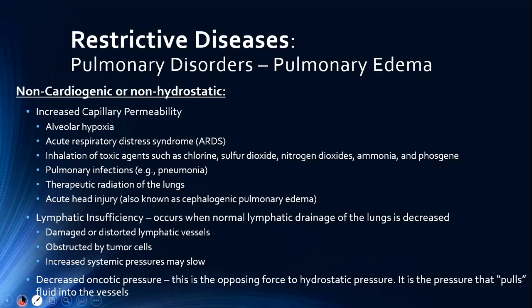What about inhalation of toxic agents, like if you breathe in some chlorine, sulfur dioxide, nitrogen dioxide, ammonia, phosgene, right? If you're working somewhere with toxic things like that, you breathe that stuff in, that can cause the walls of the capillaries to become more permeable. And the more permeable they are, the more fluid can go in and out of them. We don't want that, right? We just want the gas to exchange. We don't want the fluid to exchange, right?